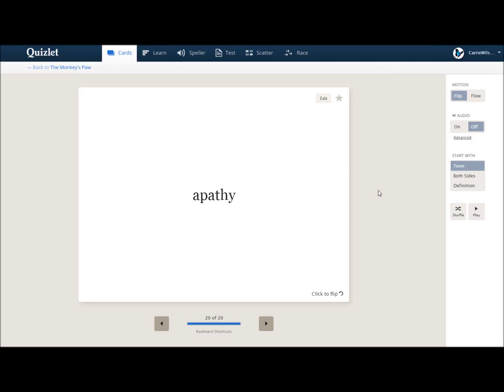Okay, so of course the link to these cards will be available on the Edmodo website. You can use them in all the games that are available here on Quizlet to help you study for the quiz.